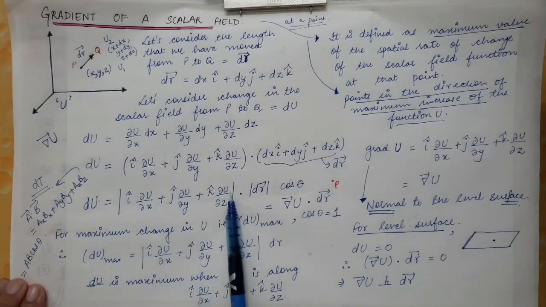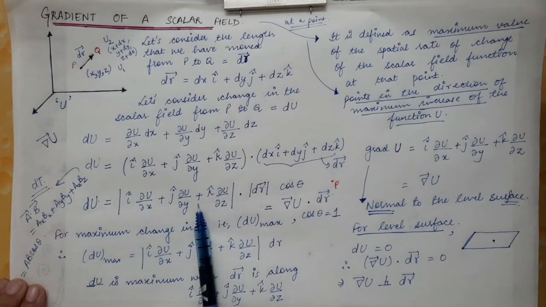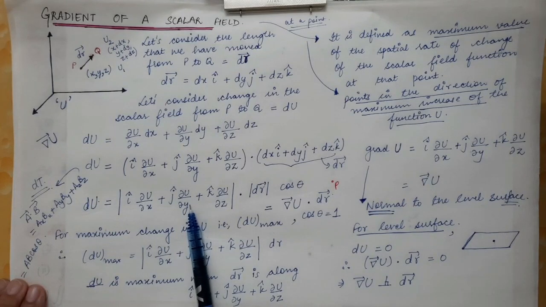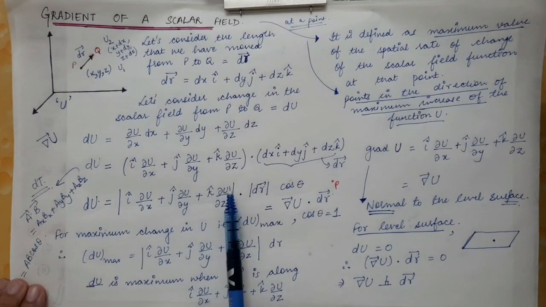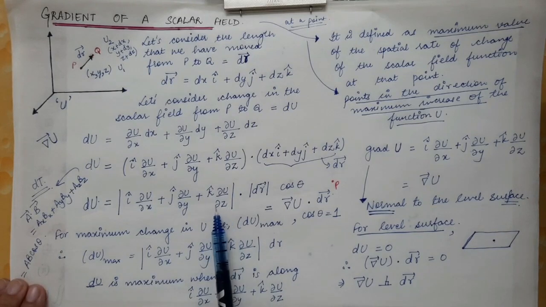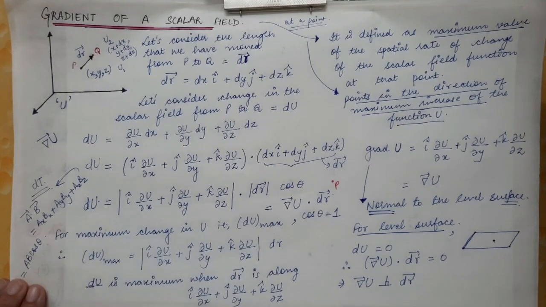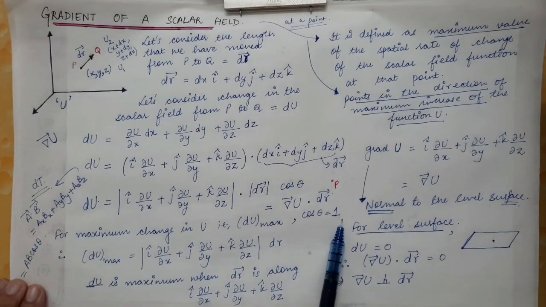This gradient of a scalar function is a vector quantity. So at a particular point there will be some direction and the magnitude of the gradient. This vector tells us the direction. The direction of the gradient is the direction in which there is a maximum change in the scalar function. So for maximum change in u, that is du maximum, cos of theta should be equal to 1.